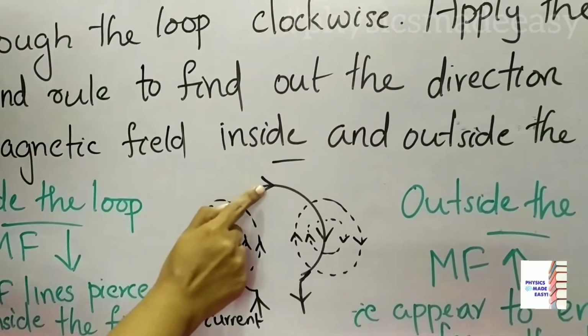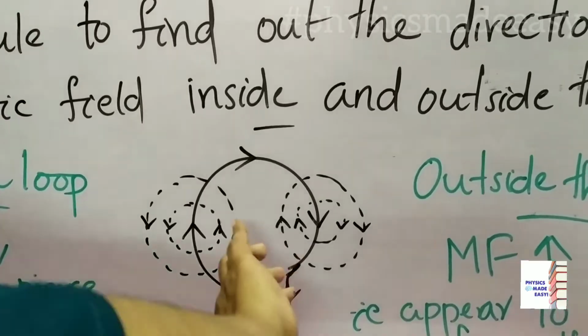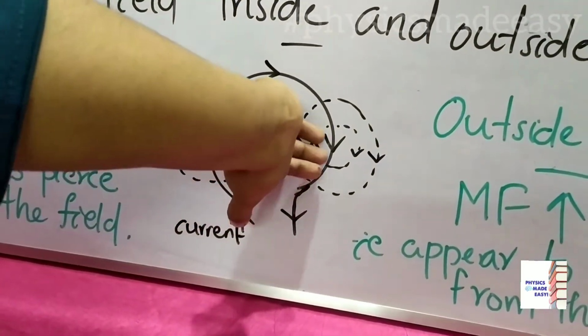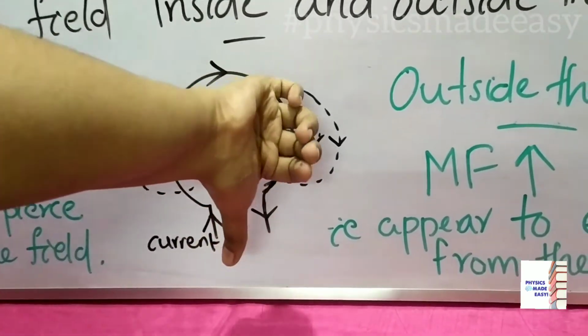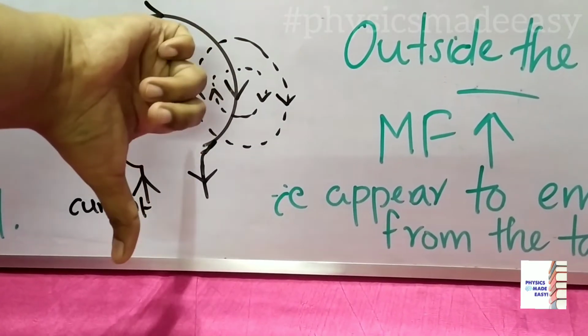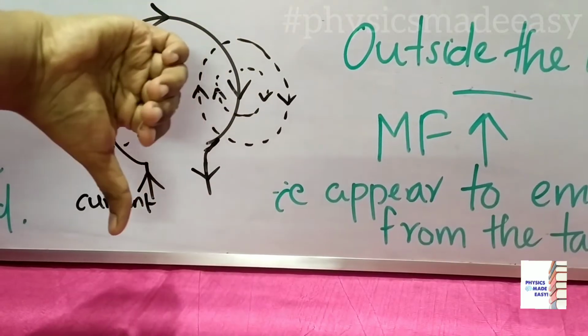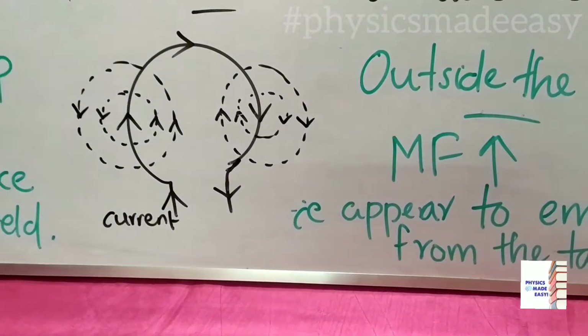Here, now you can see the current is in this direction. Now in this way, the thumb gives us the direction of current. So you have to imagine you are holding the circular loop in this way. So here also you can see inside the loop the magnetic field lines are piercing into the table, and outside the loop you can see these magnetic field lines are emerging from the table.